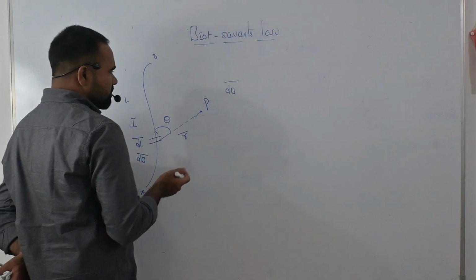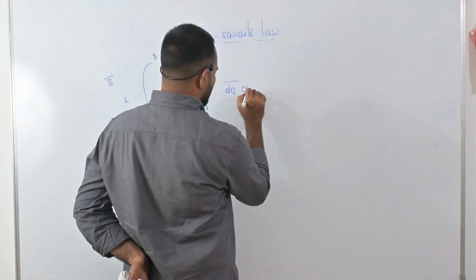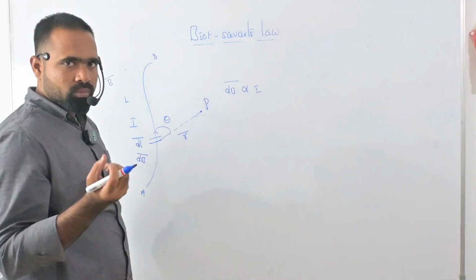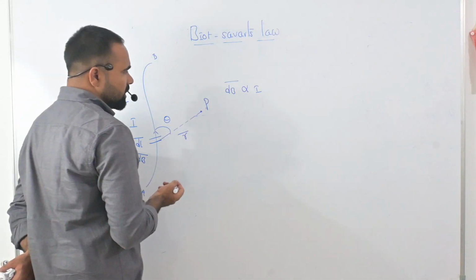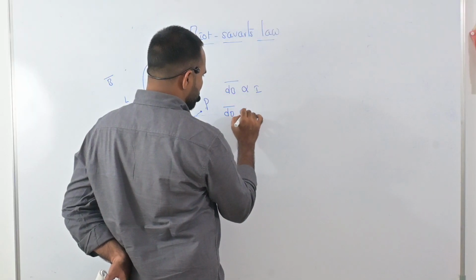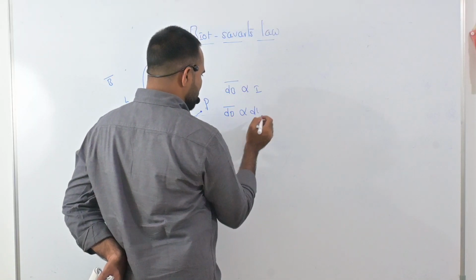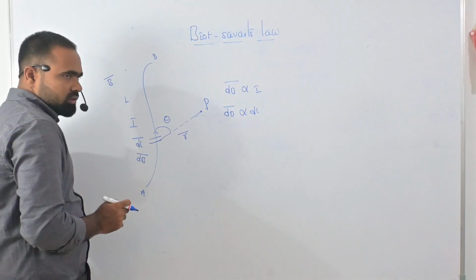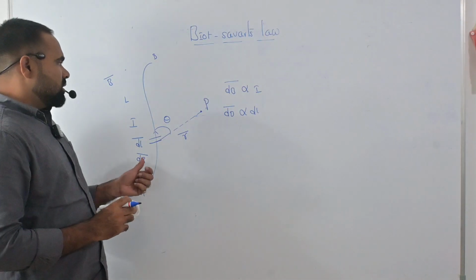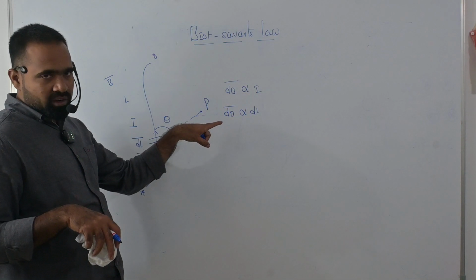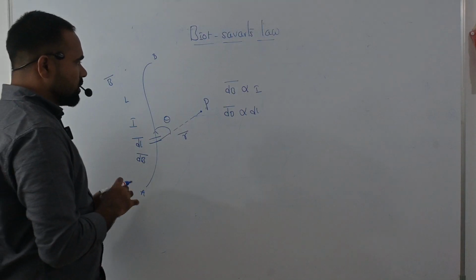This dB bar is directly proportional to what? The strength of the current. More current means more magnetic field strength will be given. And the magnetic field dB bar is directly proportional to what? The length of the element. If the length of the element is very small, the magnetic field strength is also very small, and if the size of the element is very big, the magnetic field strength is very big.